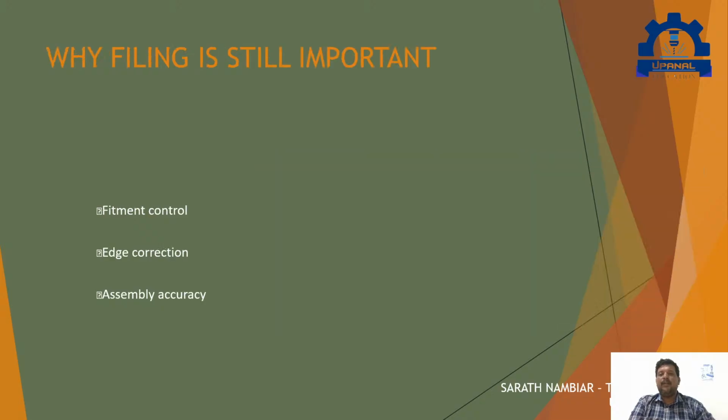Next thing is why filing is still important. Because in the factory, parts do not fit perfectly the first time. Sometimes the machine is not accurate, or the machine has some issues, or our programming has some issues, so the part may not fit properly the first time. At this time, filing is used to make small corrections so the parts fit smoothly and the assembly is proper. The most important person in a tool room or workshop is the one who knows filing very well. A person who can manually file and correct the program will be the most valuable employee in a workshop.